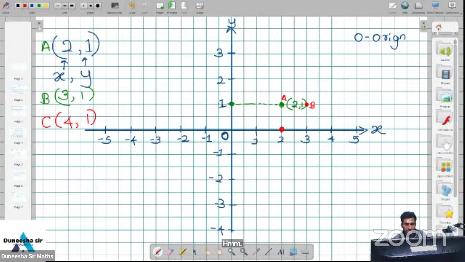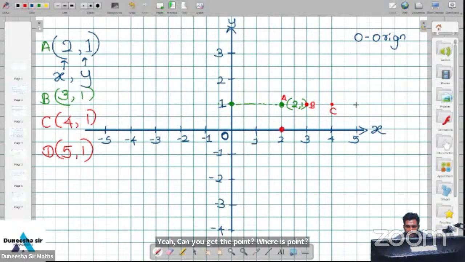Where is the (4,1)? X is 4, Y is 1. Can you get? කොතනද තියෙන්නේ? මෙන්න මෙතන නෙමෙයිද? What is point? C. Then D. D එක මන් දෙනවා (5,1). Can you get the point? Where is point D? X is 5, Y is 1. Okay, it's D.